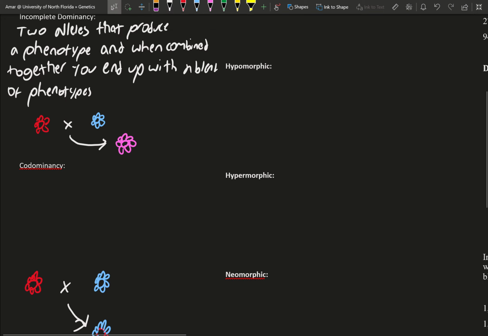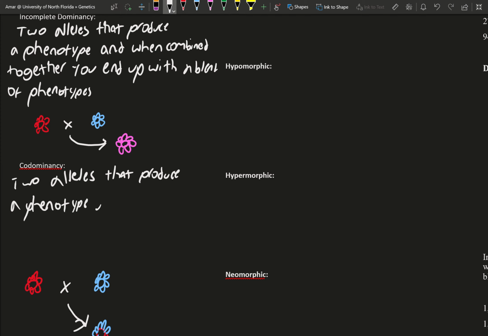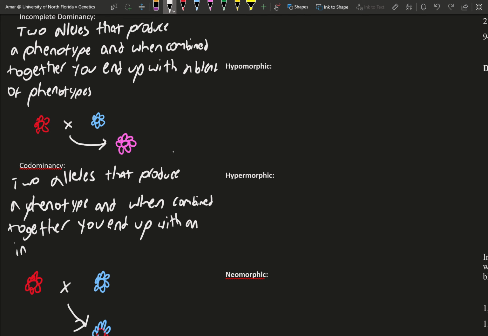So basically, two alleles that produce a phenotype, and then when you combine these together, you end up with an individual that has both phenotypes at the same time.